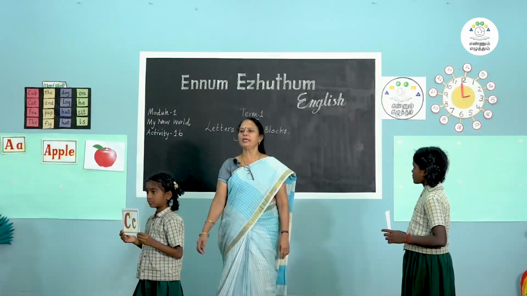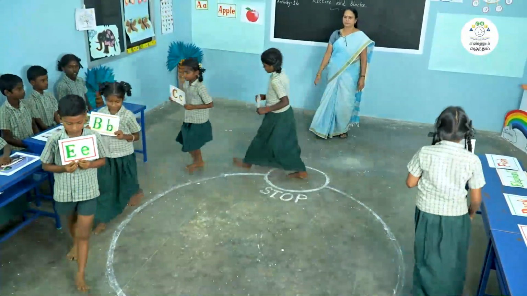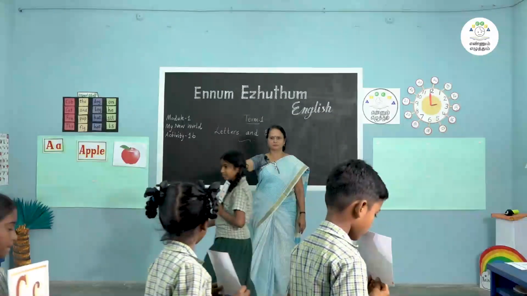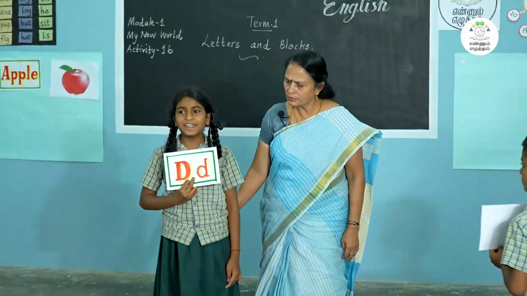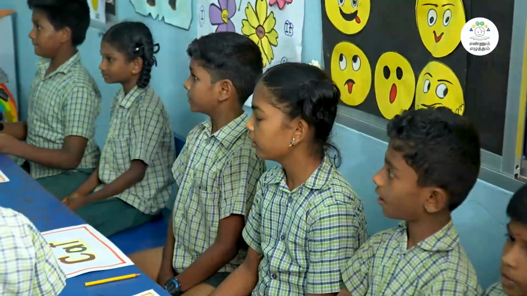Now let us continue the game. Music. Stop. What letter have you? D. All of you together repeat the letter D. D. Go and fix it.